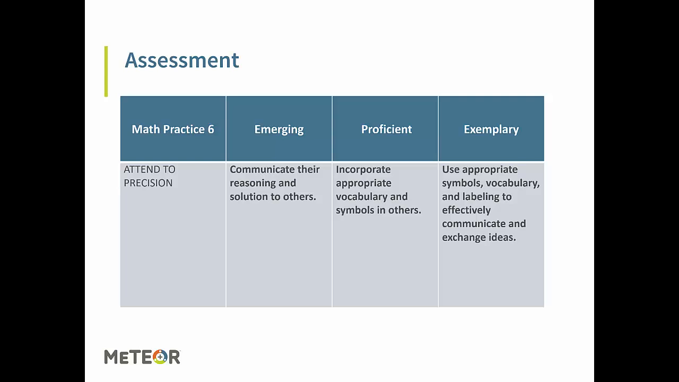Attend to precision. Emerging students can communicate their reasoning and solution to others. A proficient student can incorporate appropriate vocabulary and symbols in communicating with others. An exemplary student can use appropriate symbols, vocabulary, and labeling to effectively communicate and exchange ideas.